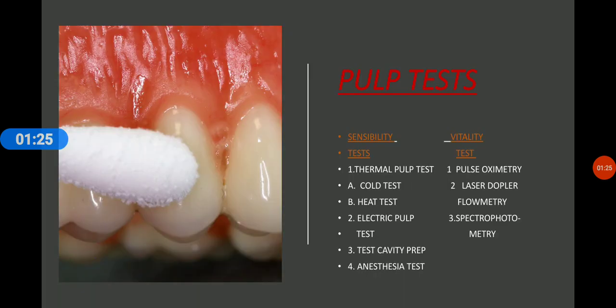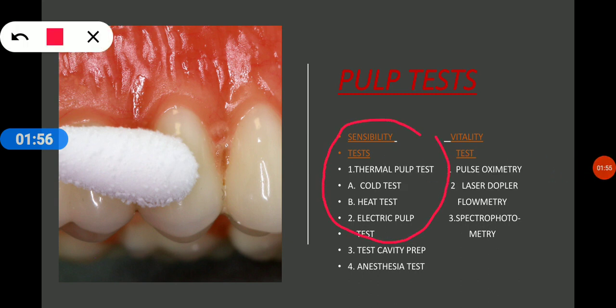Now, the pulp tests. They are the sensibility test and the vitality test. In sensibility, we see how sensitive the pulp is, that is, we assess the condition of the nerve. Whereas the vitality test is a true test in which we assess the condition of the blood supply within the tooth. In this video, I am focusing only on the thermal pulp test and the electric pulp test, since they are most important diagnostically and theoretically.